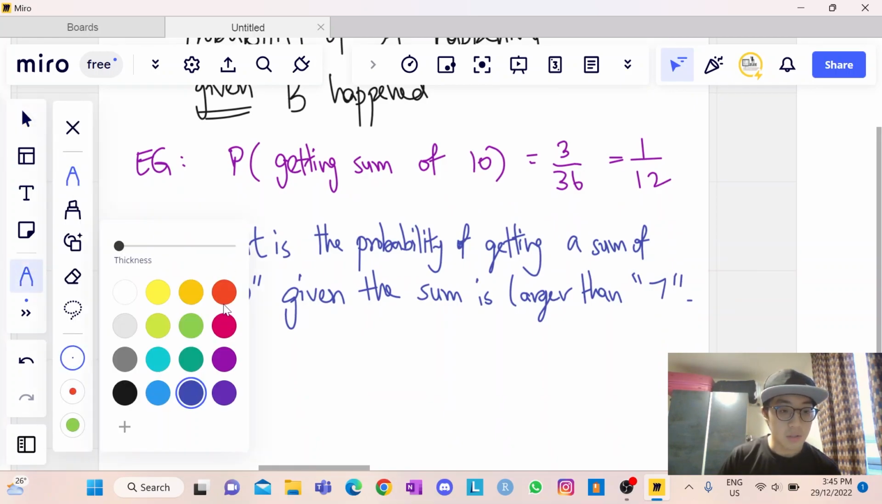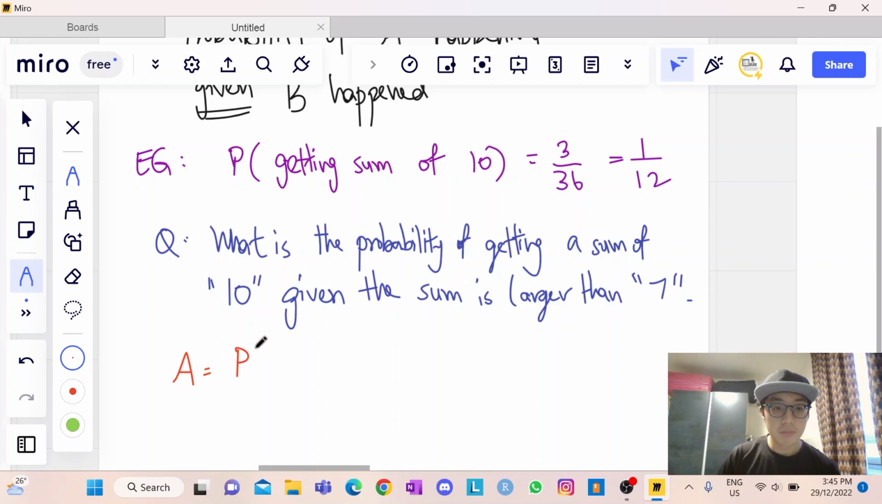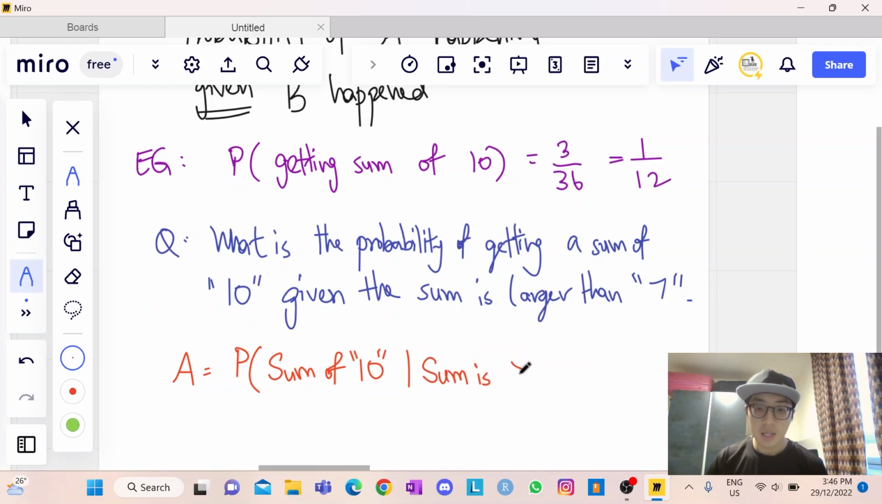Okay, so the answer here, how do we write it? Probability of getting a sum of 10, given, we would just write a straight line like this, so given that the sum is larger than 7. You can write using these symbols, but in exams, it's better for you to write in a whole sentence. So what is the probability of a sum of 10 given that the sum is larger than 7?